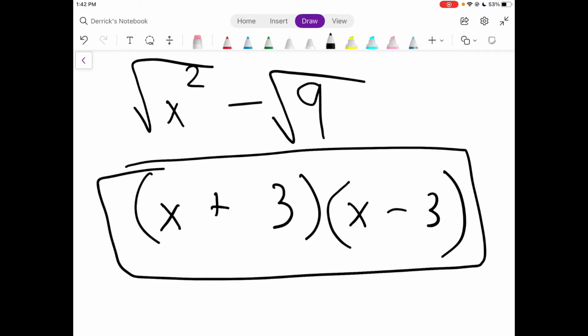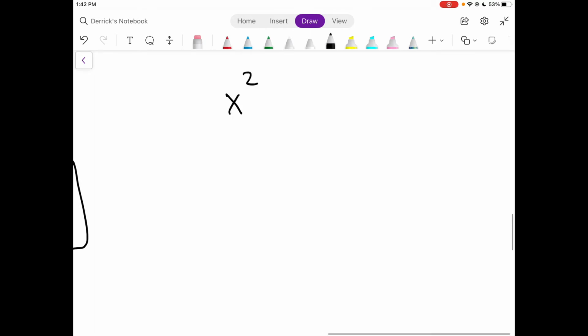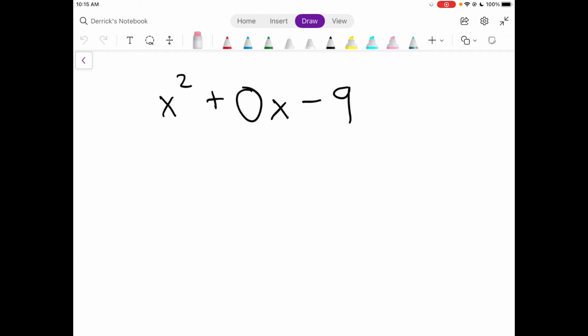Now there is a reasoning for why this works, because if you want to think about x squared minus 9 as a trinomial, we would write that as x squared plus 0x minus 9. That is the same thing because 0 times anything is 0, so 0x is the same as just not having one there. So if we wanted to factor this using the x method, with this being a trinomial, we could look at this as having an a value of 1, a c value of negative 9, and a b value of 0. So a times c, 1 times negative 9, would be negative 9.